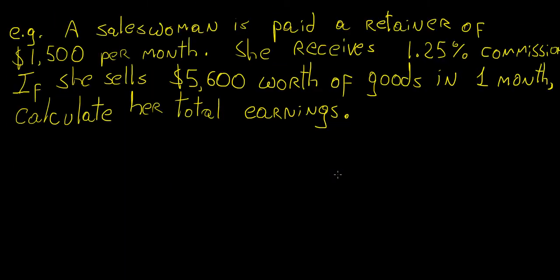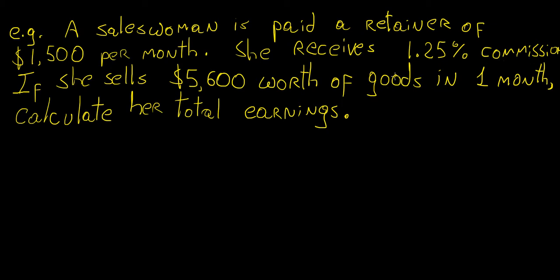So to give you an example, suppose that there's a saleswoman who is paid a retainer of $1,500 per month. And suppose that, well, in this case, a retainer is essentially just like a salary. So the company she's working for is paying her a salary, or a wage, of $1,500 per month. And that's just to cover basic expenses like transportation for getting from one place to another to sell the products, and things like maybe food, some accommodation, but that's about it. This is not really her actual salary. Her salary is going to come from the commission.